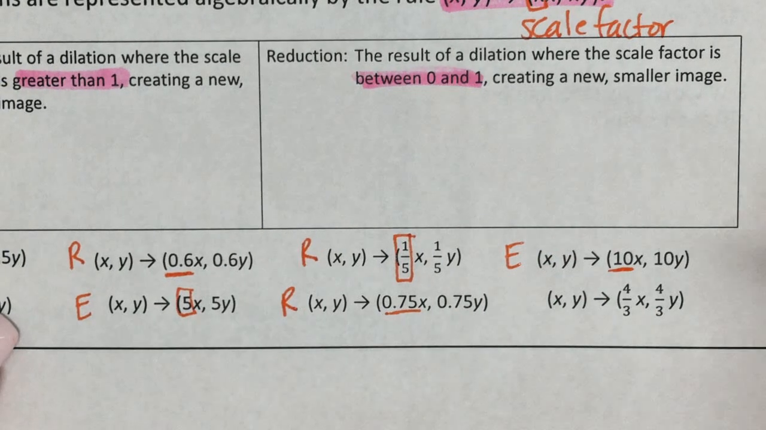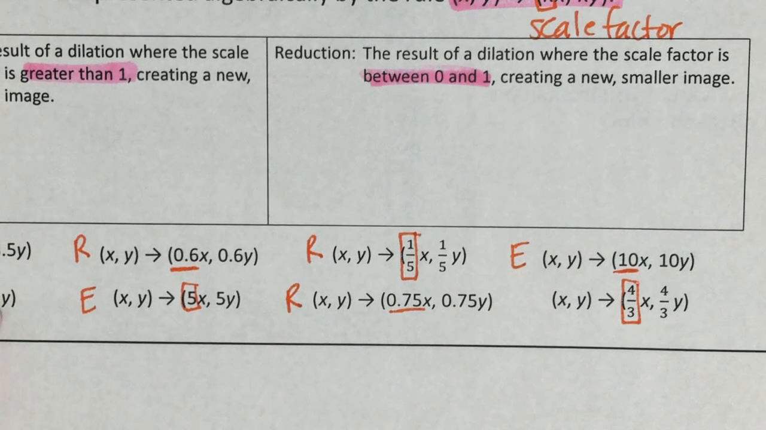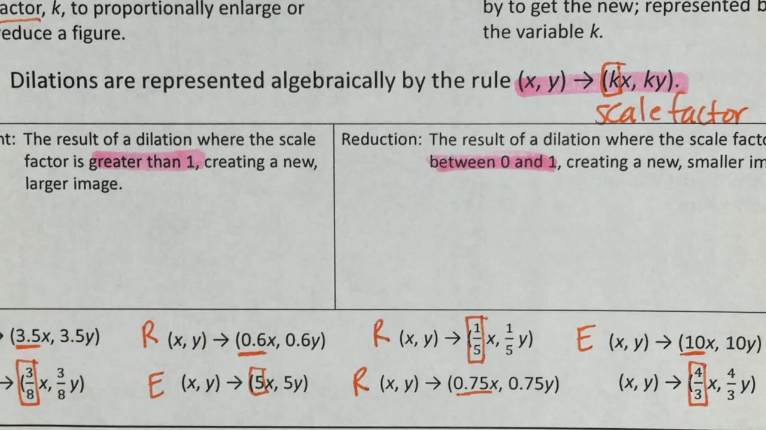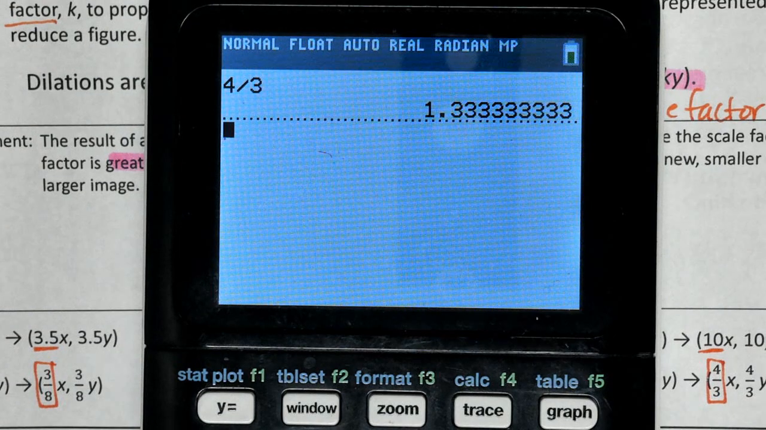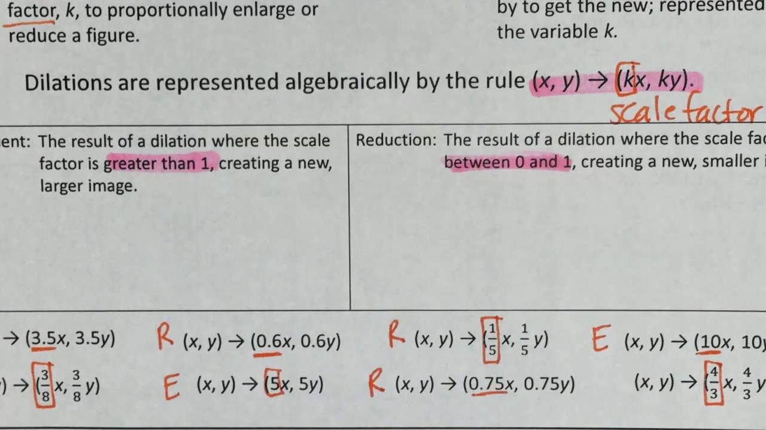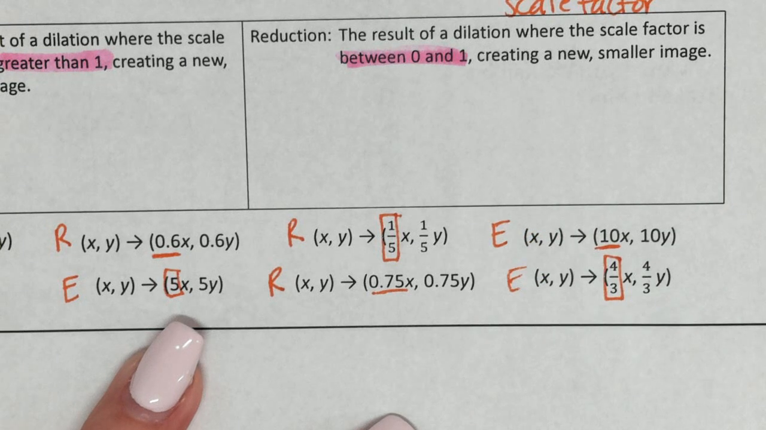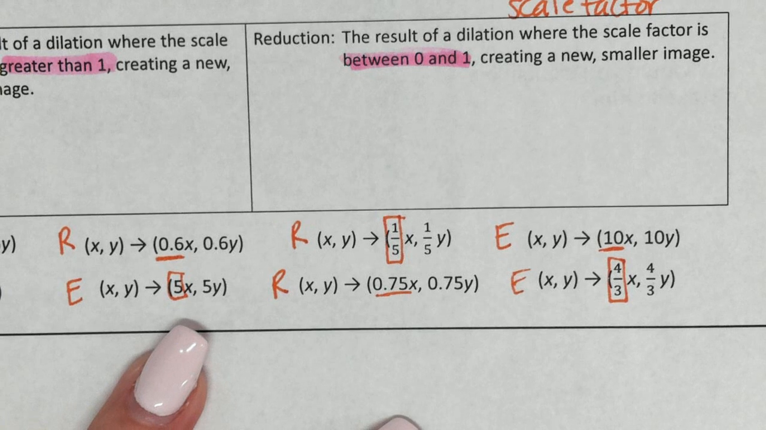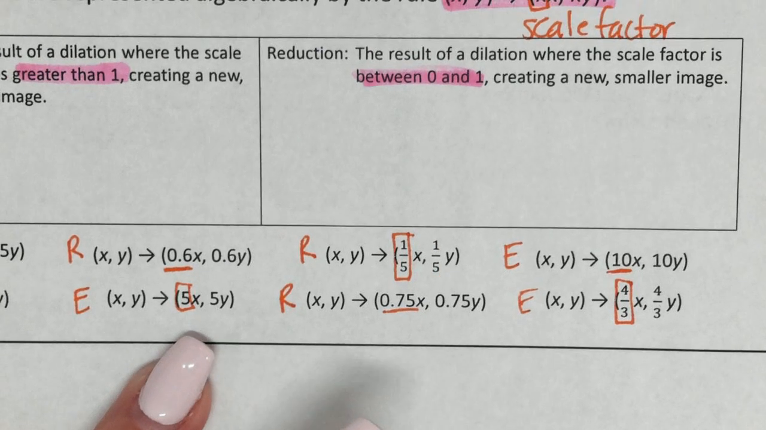It is a fraction, but the top number is what? That means when you divide, it's going to be greater than 1. I'll show y'all, 4/3 is 1.33. That's greater than 1. Therefore, that is an enlargement. So the trick to fractions is if the top number is smaller, it's less than 1. If the top number is bigger, it's greater than 1. Questions on reductions or enlargements?